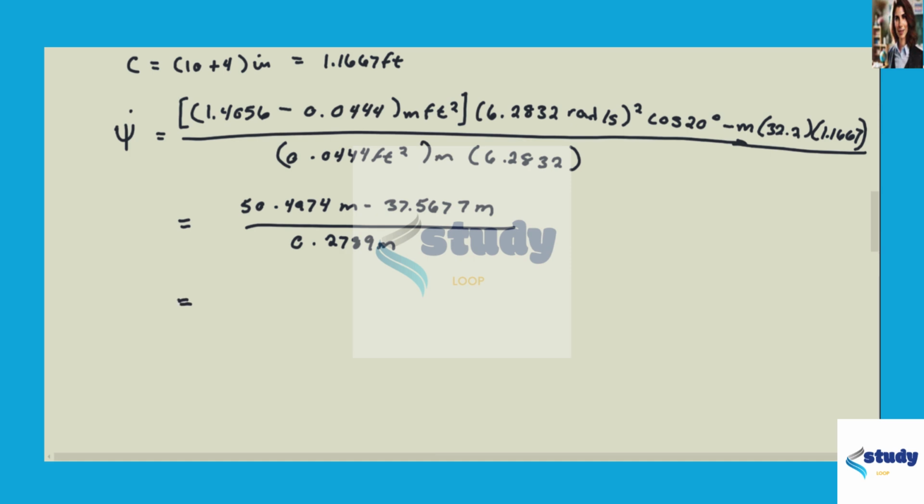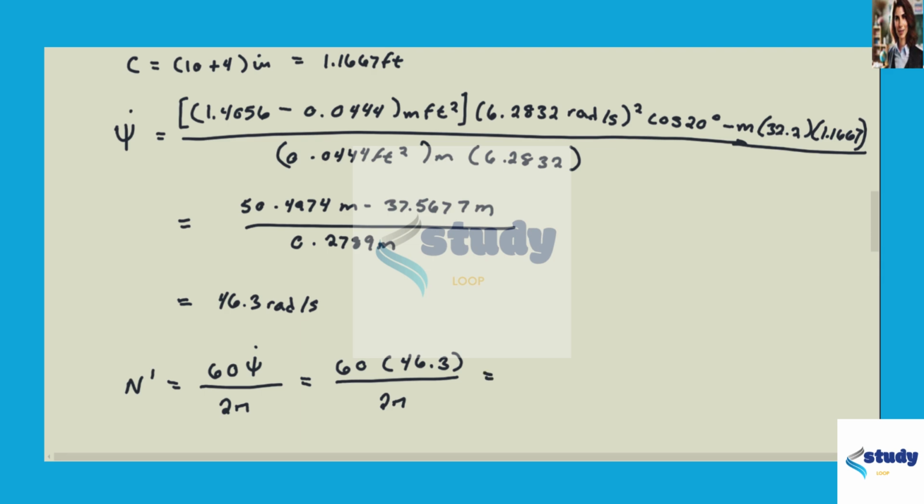And here we get 46.3 radians per second. And now we can calculate your n, which is going to be 60 times your φ' divided by 2π. And so we have 60 times 46.3 divided by 2π, and we get 442 RPM. And that is your answer, guys. Thank you.